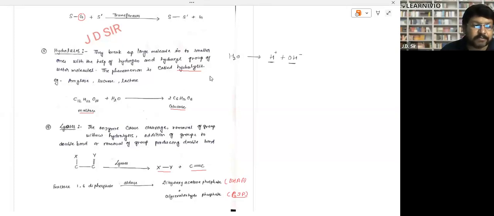These kinds of enzymes are called hydrolases, and the phenomenon is called hydrolysis, meaning breakdown by water molecule, right? Examples are amylases, sucrases, and lactases. Here you can see maltose is C12H22O11, right? With the help of water, it breaks down into glucose. Those enzymes which break down maltose into glucose, meaning a larger molecule into a smaller one with the help of water, are called hydrolases.